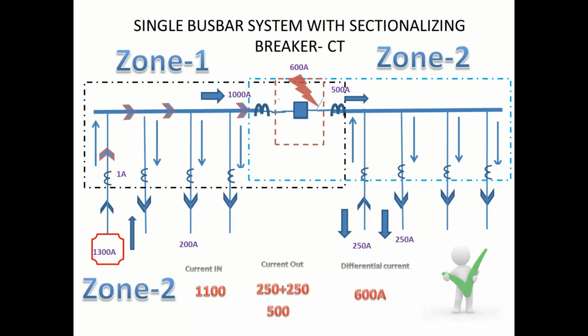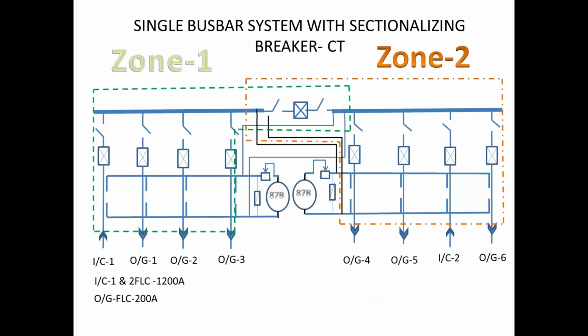Now for zone 2, the current in is 1100 amps and the current out is 500 amps. So the differential current we get here is also 600 amps in primary. Corresponding to the primary current, on the CT secondary we get 0.5 amps secondary differential current on both zones. Due to this, the differential relay operates and trips all the breakers. It is for this reason that we make zone overlap, to get the maximum area protected.